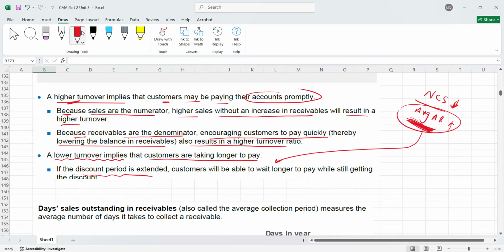Let's assume your normal credit period is 90 days, but if the customer pays within 30 days, they will get a discount. It means you are extending the discount period. So if the discount period is extended, the customer will be able to wait longer to pay, which will increase the average balance of receivable and which will decrease your turnover ratio. I hope it is clear, right? This is the first ratio.